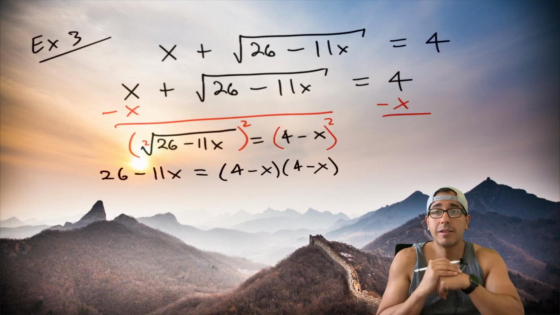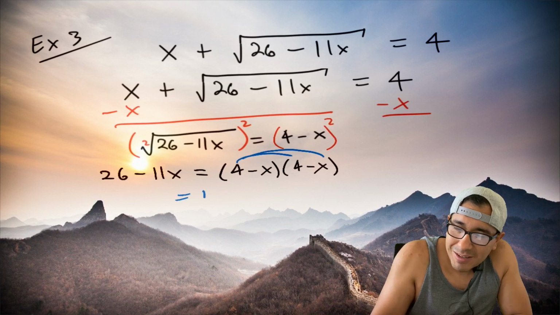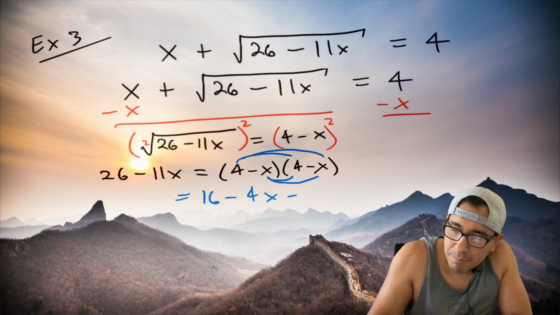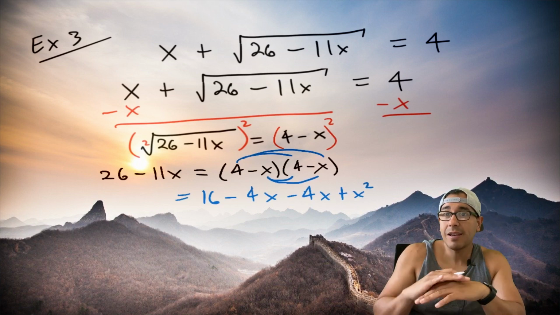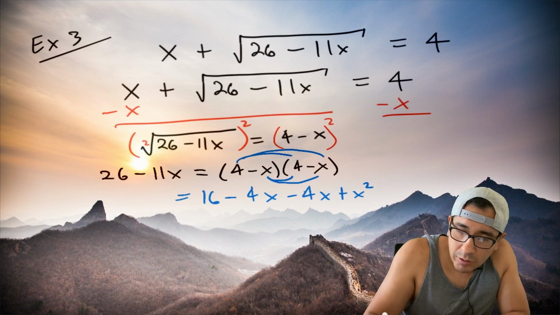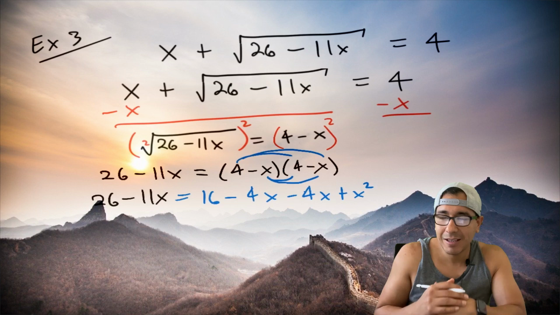All right, so let's go ahead and continue. So we're gonna distribute, we're gonna FOIL this. So we get 16 minus 4x, gonna distribute that negative x to both of those terms, minus 4x plus x squared. On our left-hand side, nothing happened. So you're left with 26 minus 11x.